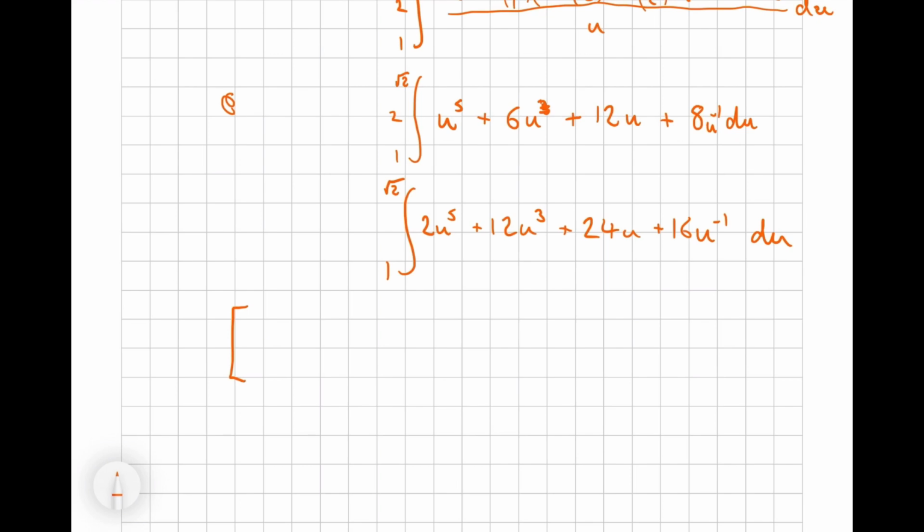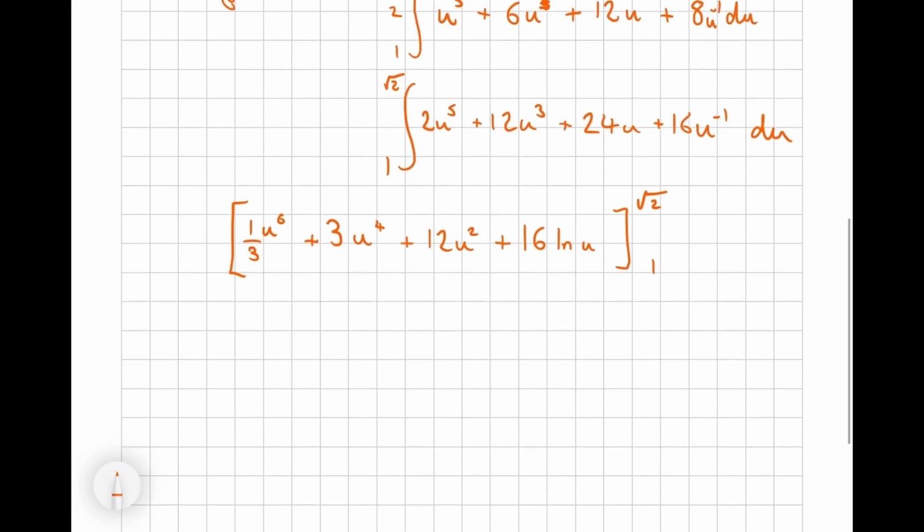So 2 times u to the power 5 will go to u to the power 6. 2 divided by 6 is a third. 12u cubed, u to the power 4 divided by 4 is 3u to the 4, plus 12u squared. And of course 16 over u is going to integrate to 16 ln u. That's between the limits of root 2 and 1.